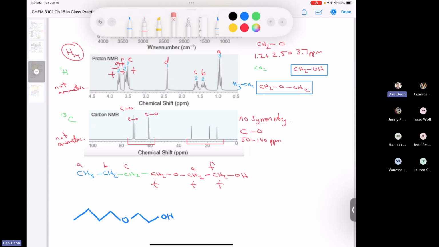Sorry, Isaac, I should have put the G proton here. And the D is there. There we go. Does that help? Yeah, because I forgot this one here.